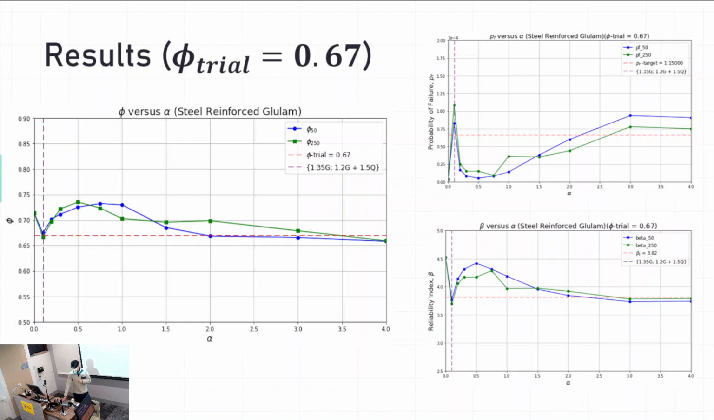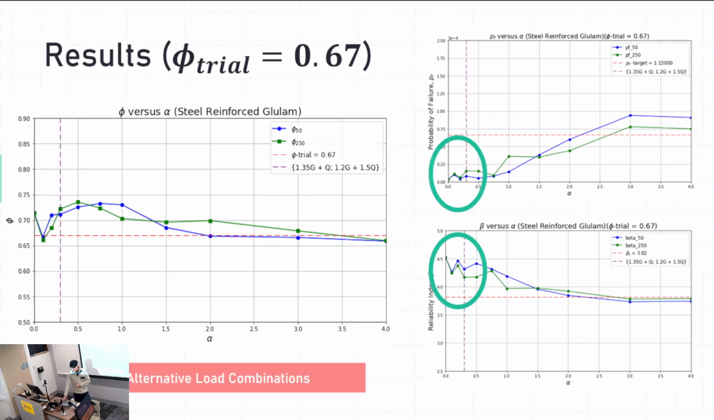But alternatively, we can use the alternative load combinations. So using slightly different load combinations than what's found in the standards will also give us a more reasonable result, where there's not a random spike in the probability of failure or reliability index. But yeah, that's the end of it.